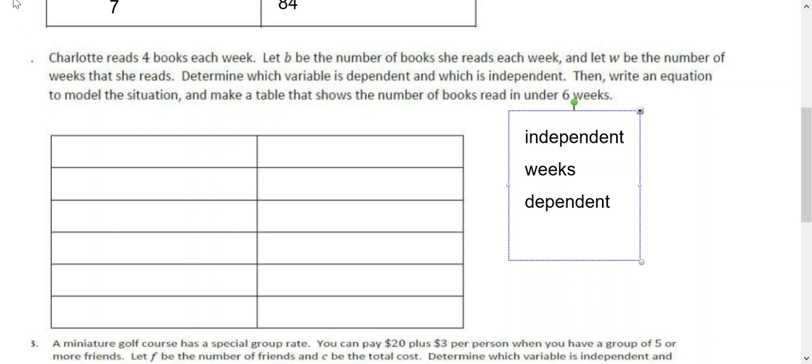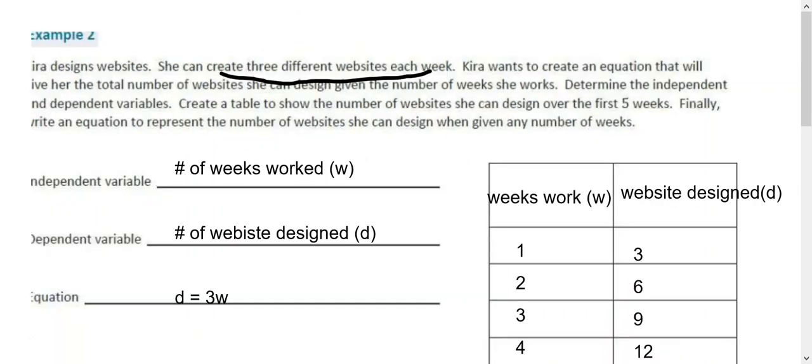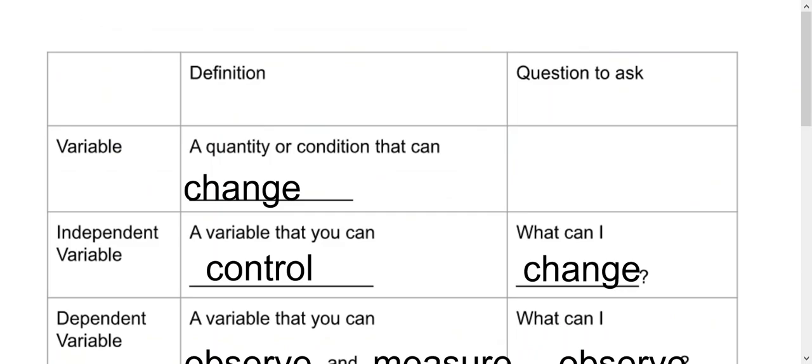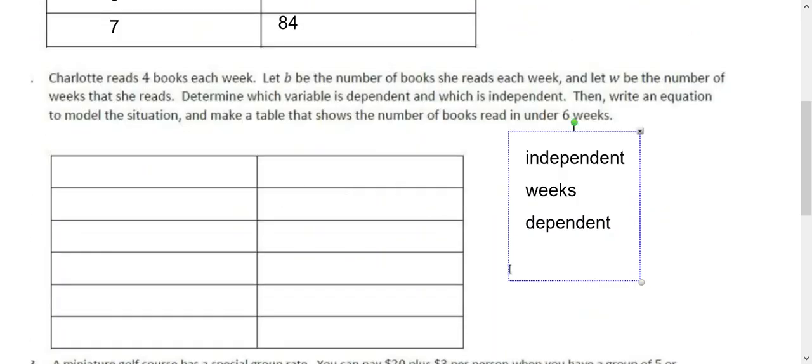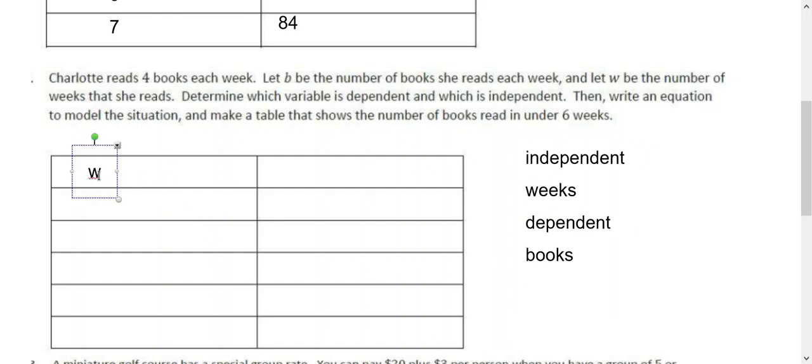Because if you go back to our thing, remember it is, what can I control? Well, you can control the number of weeks. And then our dependent is going to be the number of books. So she reads, okay? And then it says under 6 weeks. So we're only going to go under 6 weeks. So we fill in weeks here, W, and then we go over, and this one's going to be books, B. Okay, and then let's figure out our equation before we start.